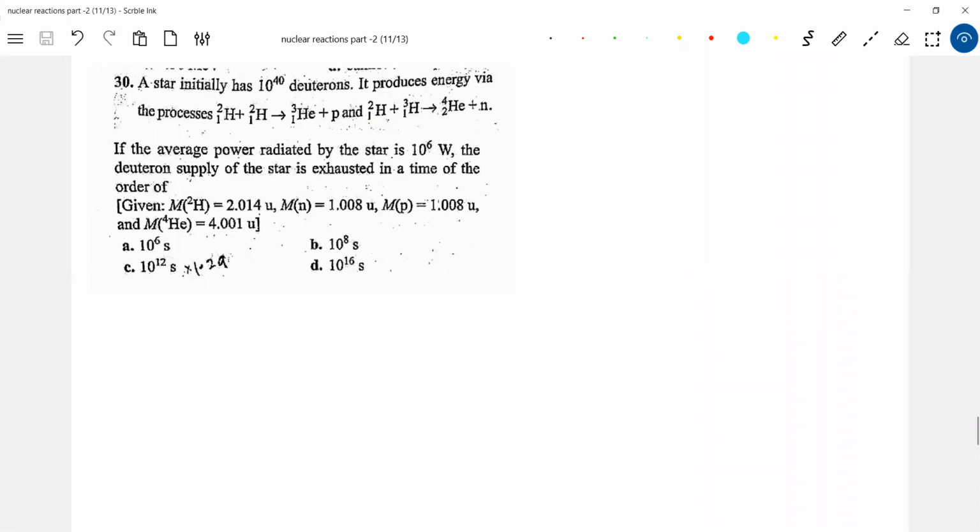So what we have to do? We will calculate how much energy is generated in this reaction, and we'll get that energy here. Then we have this particular power, per second how much power. And on the other side, we have the initial number of deuterions. First, we'll calculate the energy release in the first reaction.